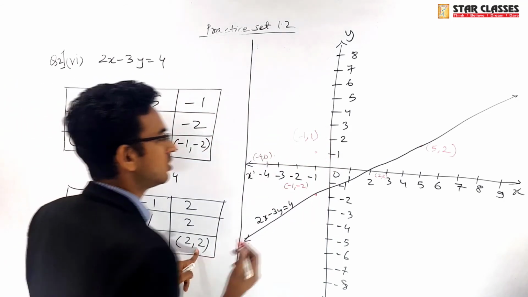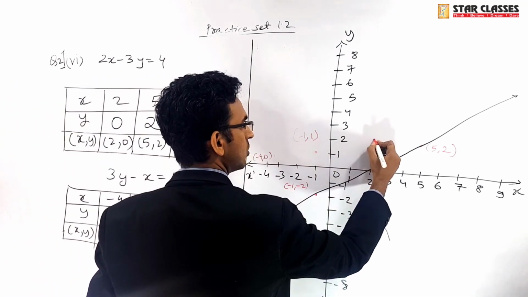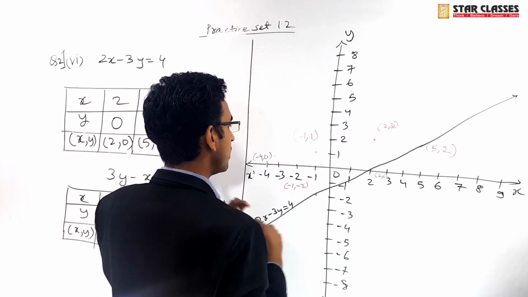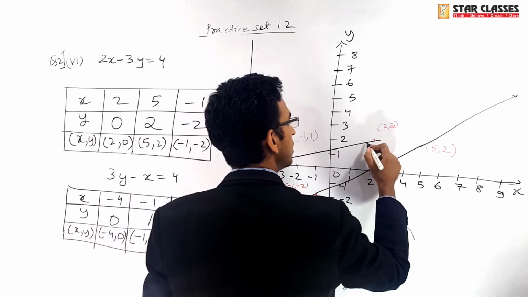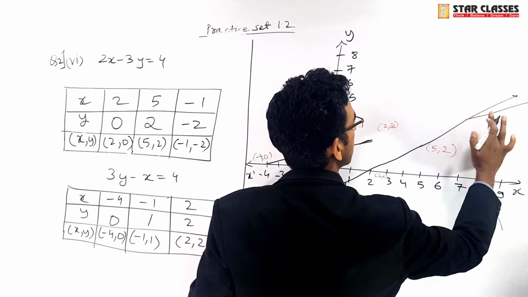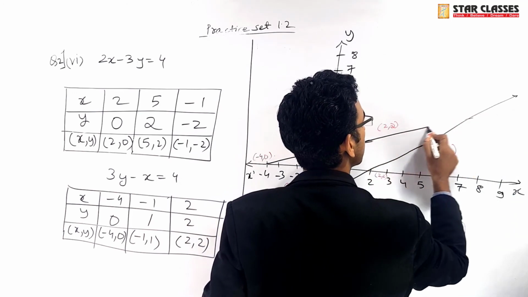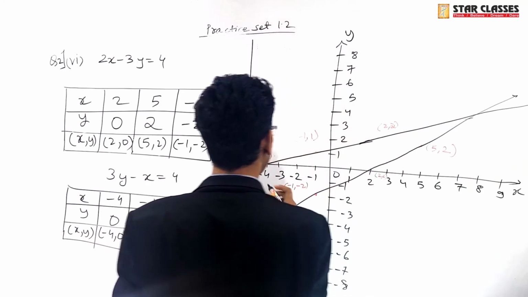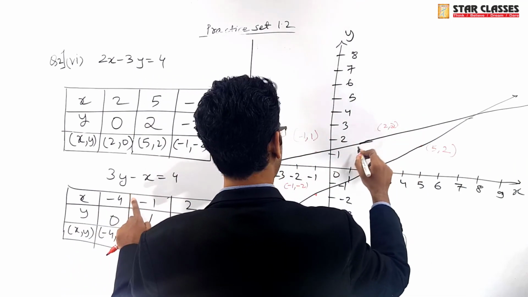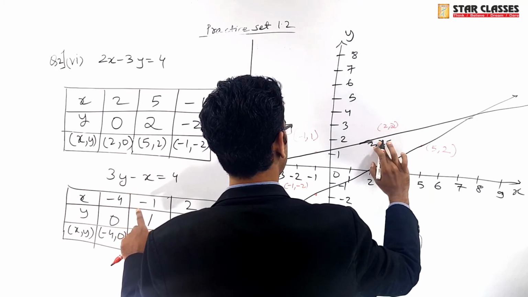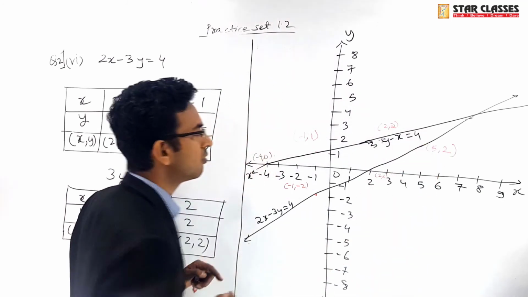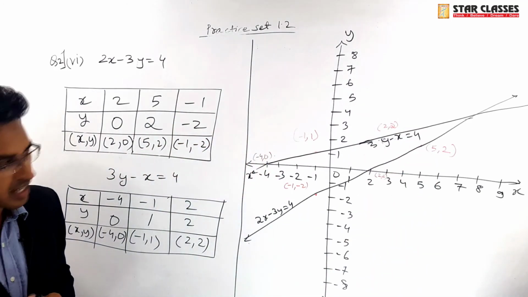x is 2 and y is 2. Okay. Let's join these 3 points. You can see that these 3 points are also collinear. Okay. Now the name of the equation will be 3y minus x is equal to 4. Okay. 3y minus x is equal to 4.